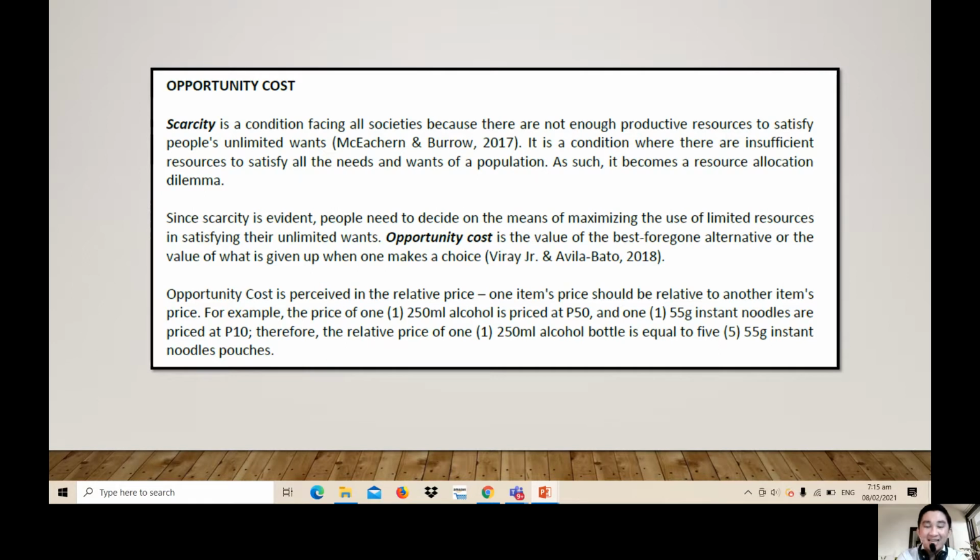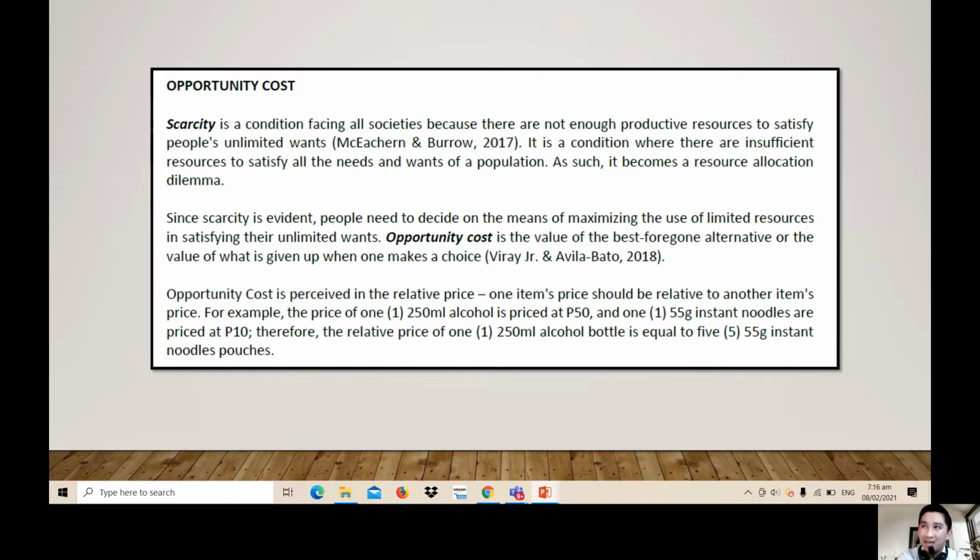Because of scarcity, nahihirapan talaga ang economy kung paano i-allocate itong mga resources na ito. Paano i-sustain? Every year we become larger and larger in population. Di ba nadadagdagan tayo? Lalo na nung pandemic, mas dumami, because naka-lockdown lahat. So ngayon, paano sasatisfy yung needs and wants ng consumers? So that's the concept of scarcity.